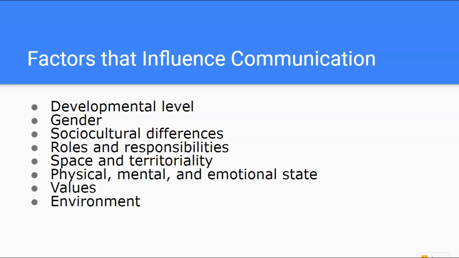Values. Everyone has different values, grew up with different values, and so we have to take those into account and how they will affect our communication. Environment, this is a really good one as well. An example would be an ICU room with all the beeping machines and all that is going on. That would definitely influence communication.